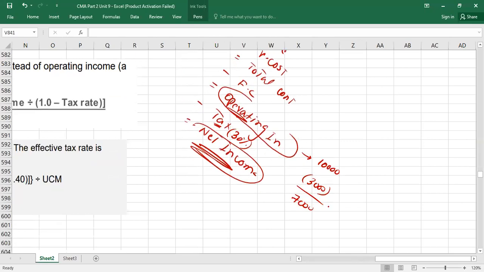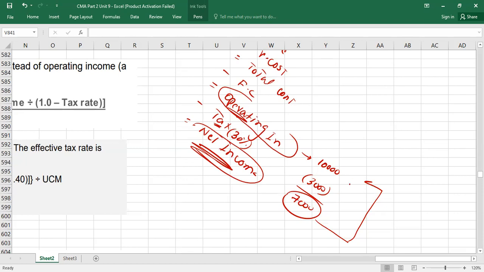Now, please remember, in your exam question, they will tell you the net income, like this much net income you want to generate, so tell me how many units we have to sell. So simply, we will convert this net income back to the operating income. But you don't need to convert it manually. Once you apply the formula which I'm going to tell you, that formula will convert this net income back to the operating income.